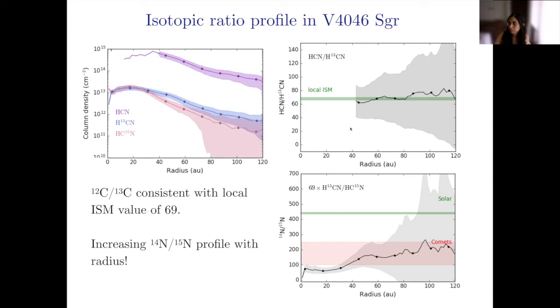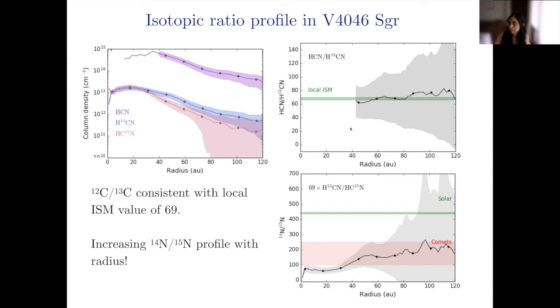And this is also very encouraging because it means that we can use H13CN as a tracer of HCN in the future to measure the nitrogen fractionation ratio. And we can do this in disks where HCN is just too optically thick, or we cannot really resolve the hyperfine structure.